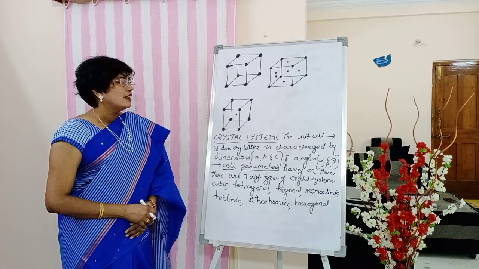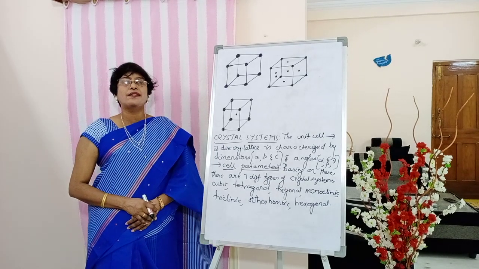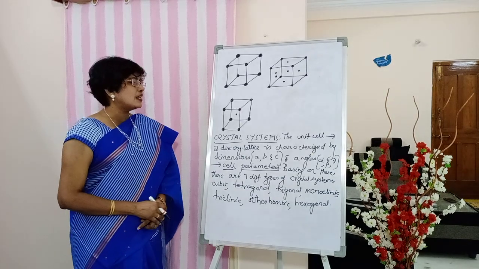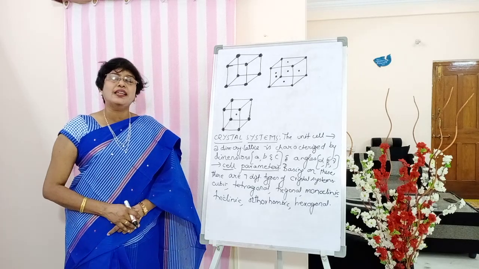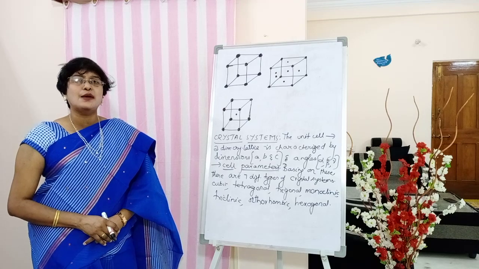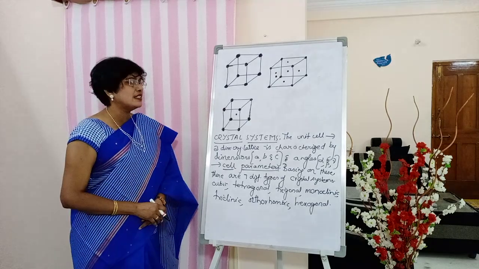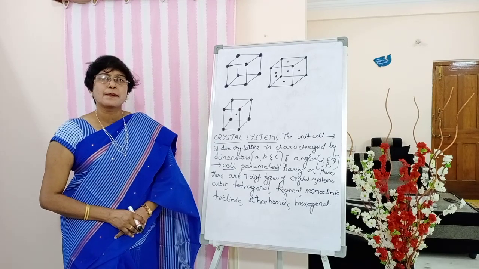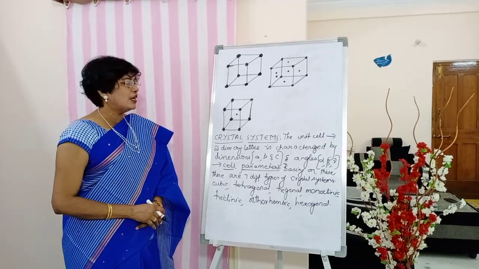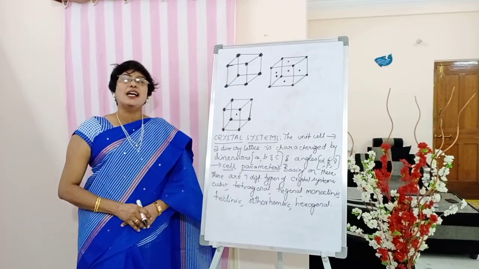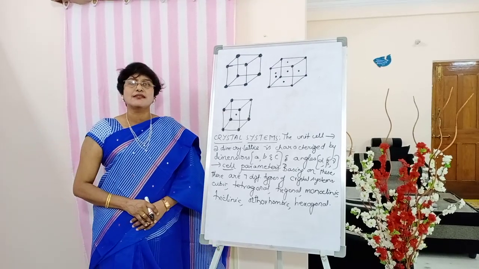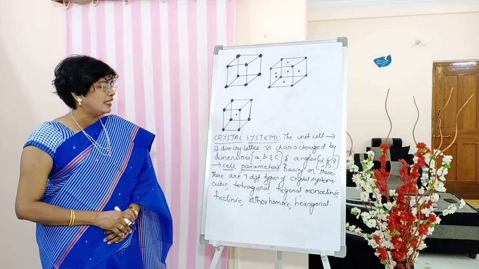The unit cell of a 3-dimensional crystal lattice is characterized by dimensions (a, b and c) and angles (alpha, beta, gamma), which are called cell parameters. Students, please underline cell parameters. Full stop.